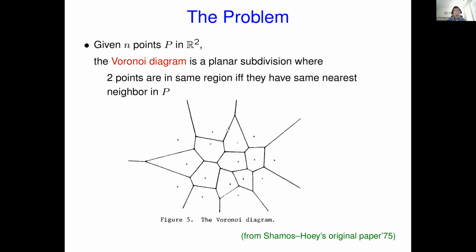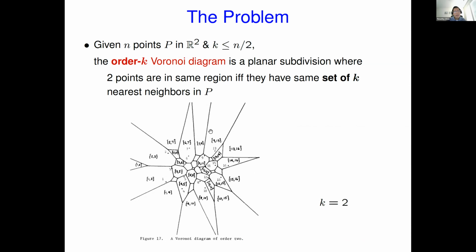So the problem we're going to study here is actually a generalization of the problem, namely the order k Voronoi diagram. And it's defined in a similar way. So we're looking at a planar subdivision where you place 2 points in the same region if they have the same set of k nearest neighbors. So that means the first k nearest neighbors are the same, ignoring the order. Okay, so this picture shows an order 2 Voronoi diagram.